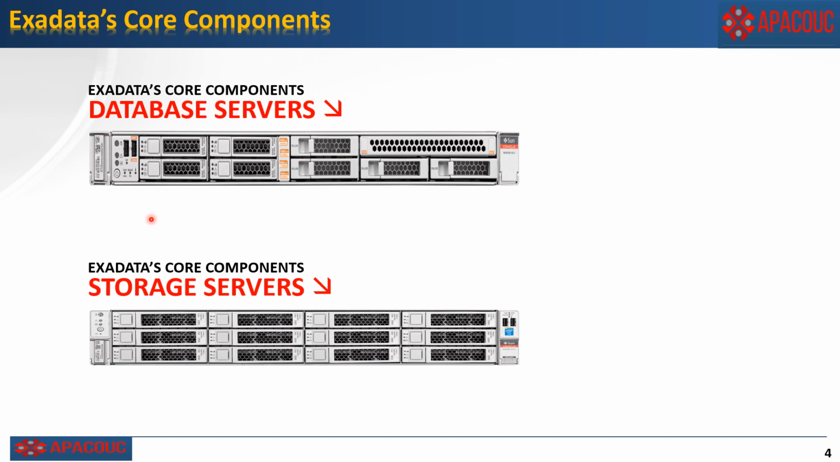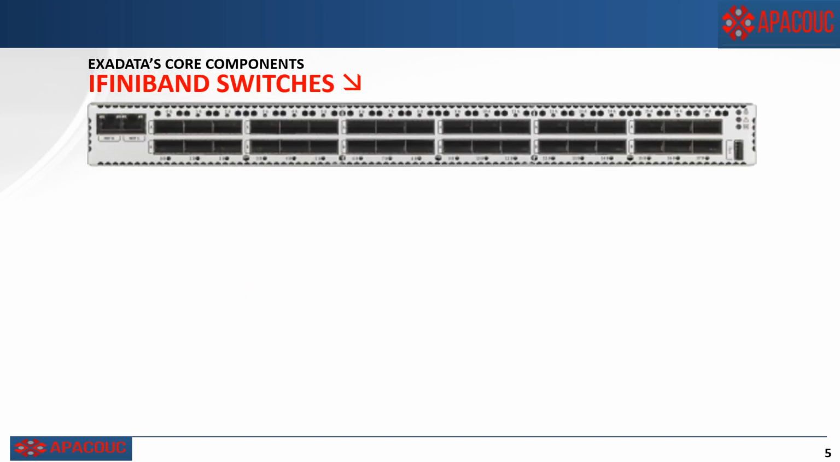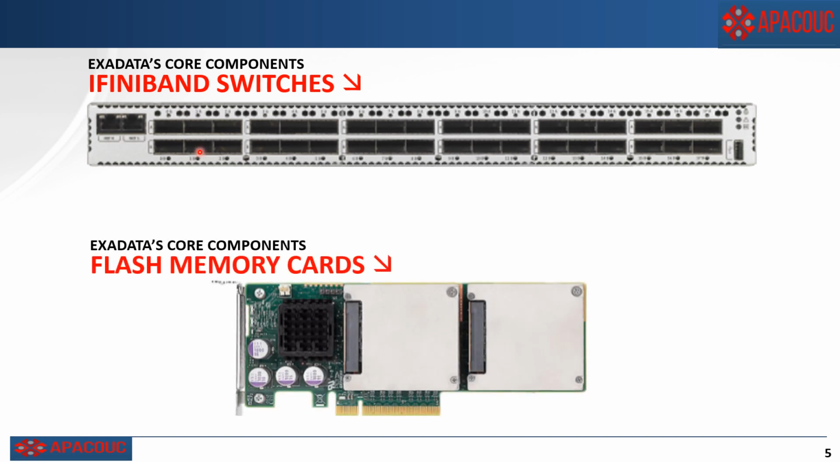Storage server, also called the storage node, has 12 archive disks with the speed 7.2K RPM. We have USB ports here, we have LEDs and power button also. We will discuss its hardware details in later chapters. Another core component of Exadata is InfiniBand switch, which has 36 InfiniBand ports, and the flash card, which is installed inside each cell server.